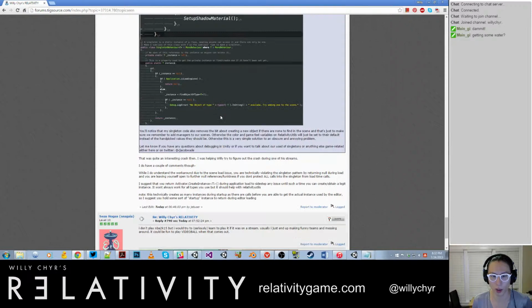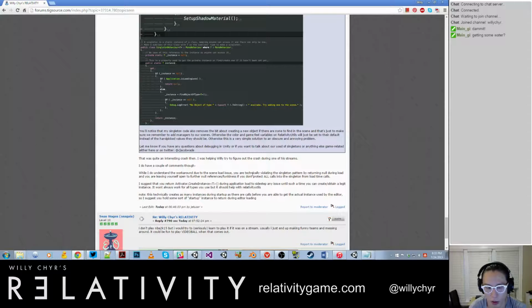So Jet User wrote, this is quite an interesting crash then. I was hoping he'd try to figure out the crash in one of his streams. Do have a couple of comments though. While I do understand the workaround due to this scene load issue, you are technically violating the singleton pattern by returning null during load, and you are leaving yourself open to further null references funkiness if you don't protect all calls into the singleton from load time calls.